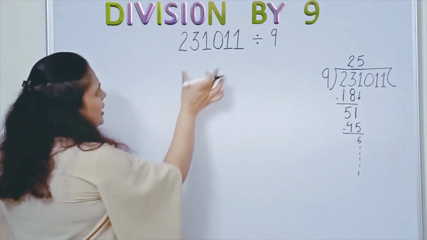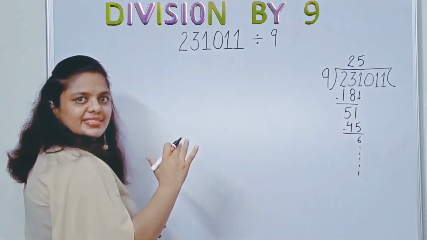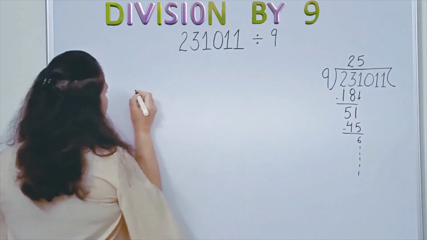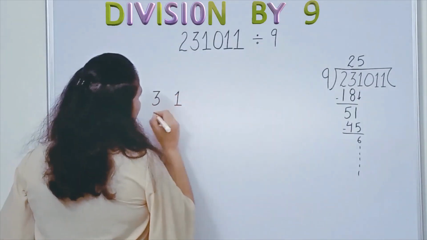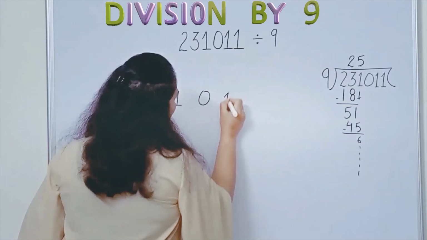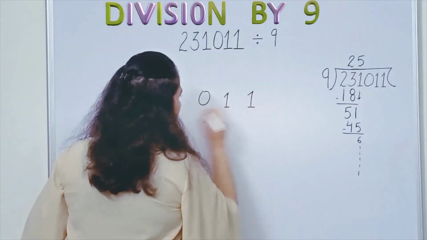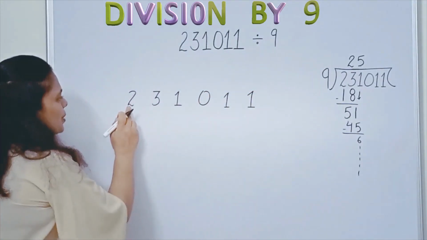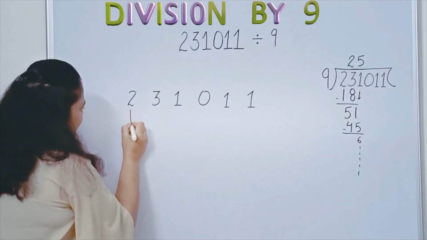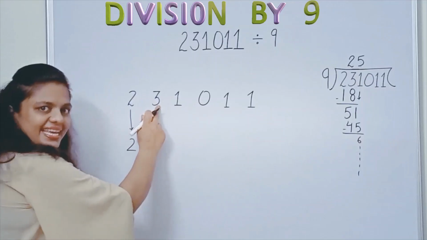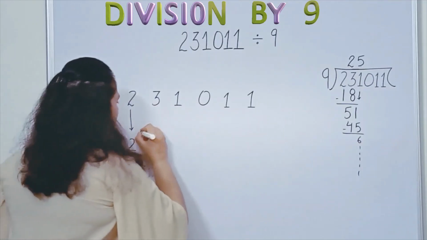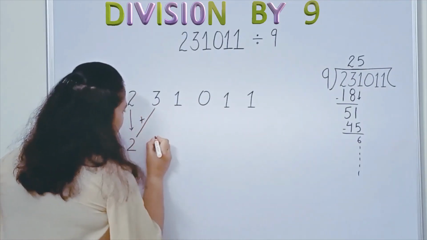Now, the first step is to write the dividend as it is with a certain gap between the digits, like 2, 3, 1, 0, 1 and 1. Okay, now the first step is to write the first digit as is, that is 2 as 2. Then add this result with the second digit of the number, that is 2 plus 3, which is 5.